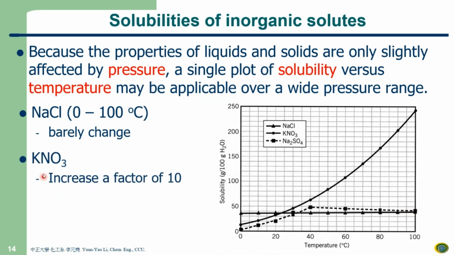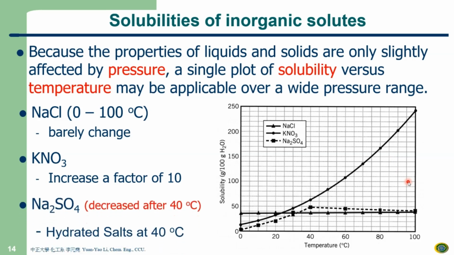How about the potassium nitrate? The potassium nitrate increases very fast, by a factor of 10. However, there is one exception. This exception is the sodium sulfide. As the temperature increases, the solubility increases, but unfortunately at 40 Celsius, the solubility decreases. This is abnormal.